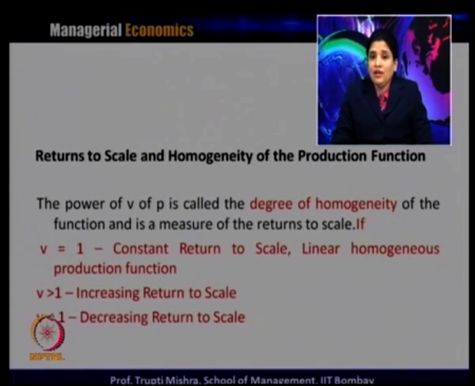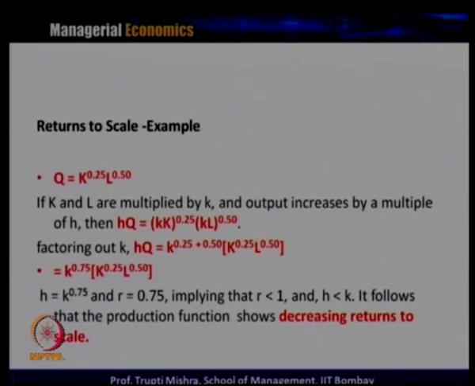Now, through the value of V, we can find out what the degree of homogeneity in the production function is. If V is equal to 1, this is the case of constant returns to scale, and we also call it a linear homogeneous production function. If it is greater than 1, increasing returns to scale, because the proportionate change in the output is more than the proportionate change in the input, and if V is less than 1, this is the case of decreasing returns to scale. Now, we will take an example to understand constant, increasing and decreasing returns to scale. Given a production function, how do we identify whether it is following constant, increasing or decreasing returns to scale?